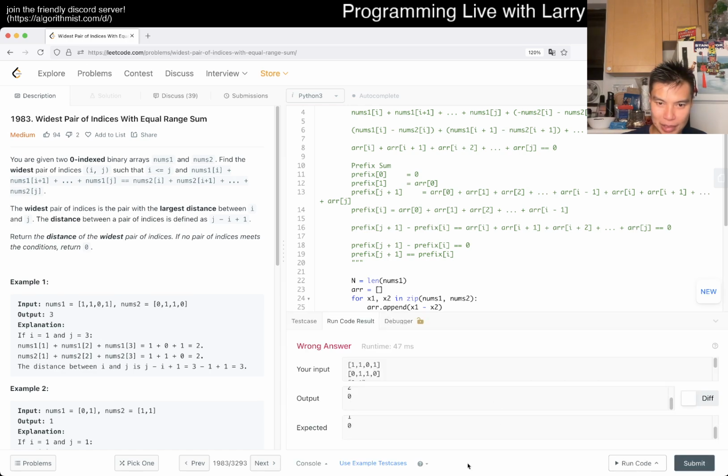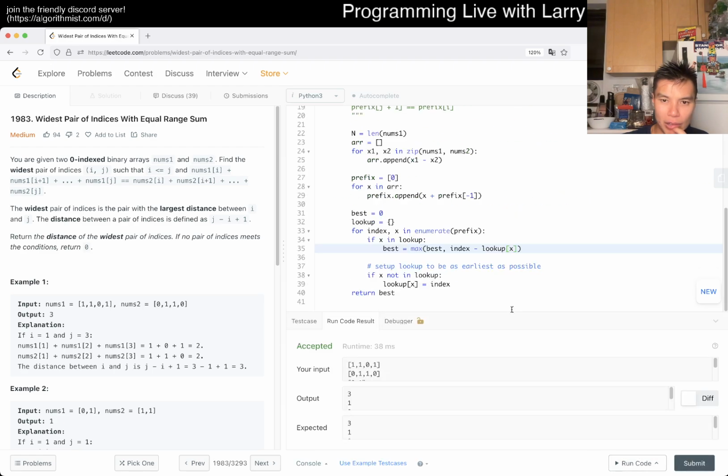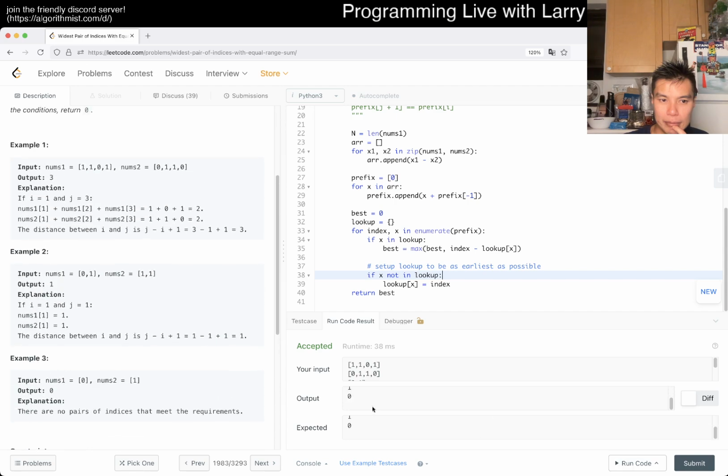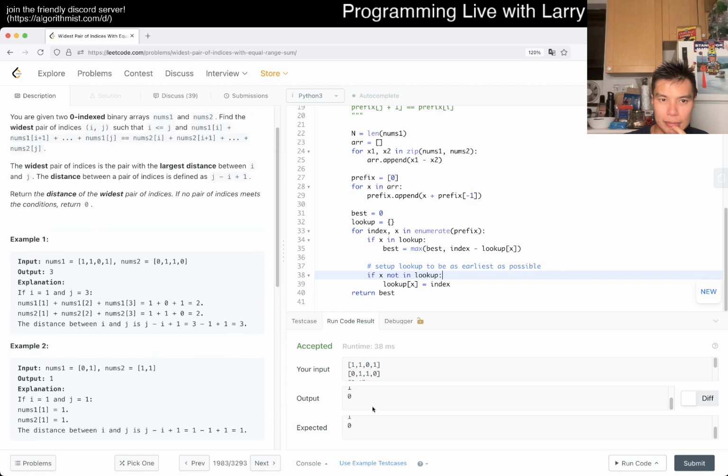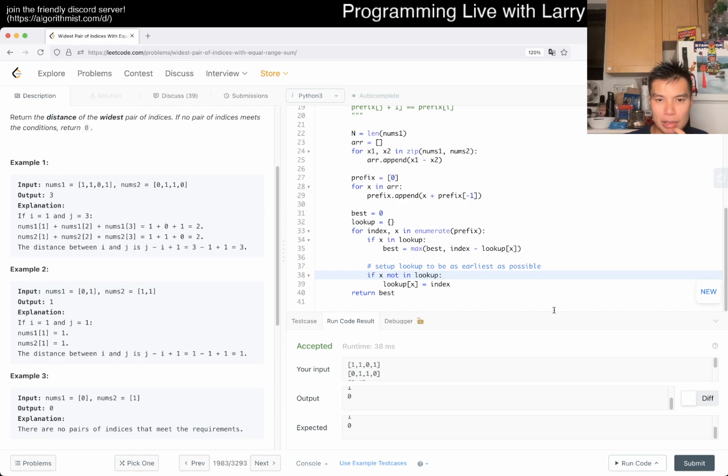Okay, so I am off by 1. Because wait. Not true. Why is that? Do index. Just want to make sure that I understand it correctly. Distance between indexes. Yeah, I mean, I think that's mostly it, though.